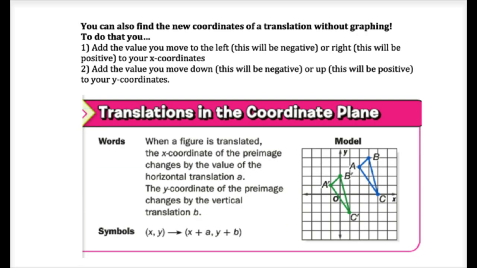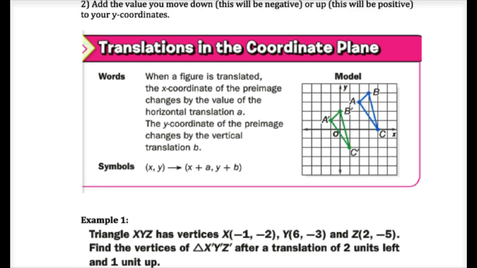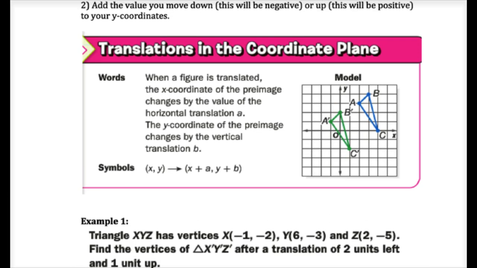Now, check this out. You might want to look up here at the smartboard instead of your notes because you don't have color in your notes. Look at the blue triangle and then the green. Which one is the original or the pre-image? Which one is the moved triangle, or the image? How do you know?